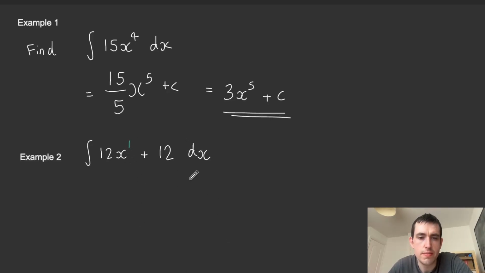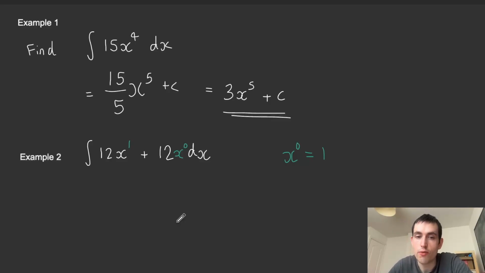What's the power over here? What's the power of x? That's right, it's x to the power of 0. Remember, x to the power of 0 is equal to 1, which means 12 times 1 is 12. So this now has a power of x. The formula can now be applied.